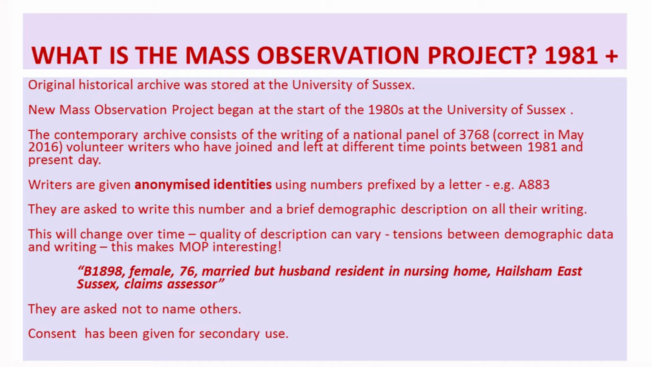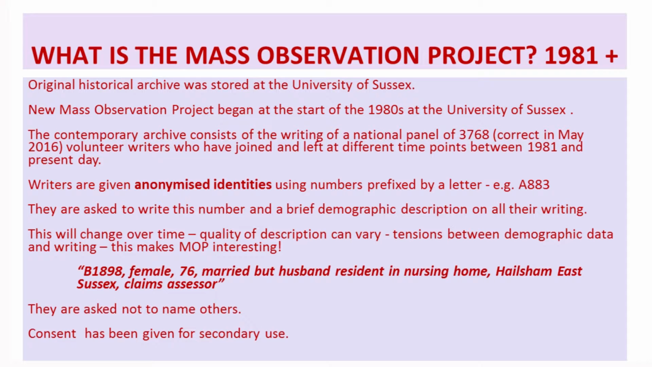So, moving on to the 1981 project. This began in the 1980s at the University of Sussex. The contemporary archive consists of the writing of more than 3,500 people, volunteer writers who have joined and left at different time points between 1981 and present day. There are people who joined in 1981 who are still writing for the archive. So they represent an opportunity to actually follow individuals through time.